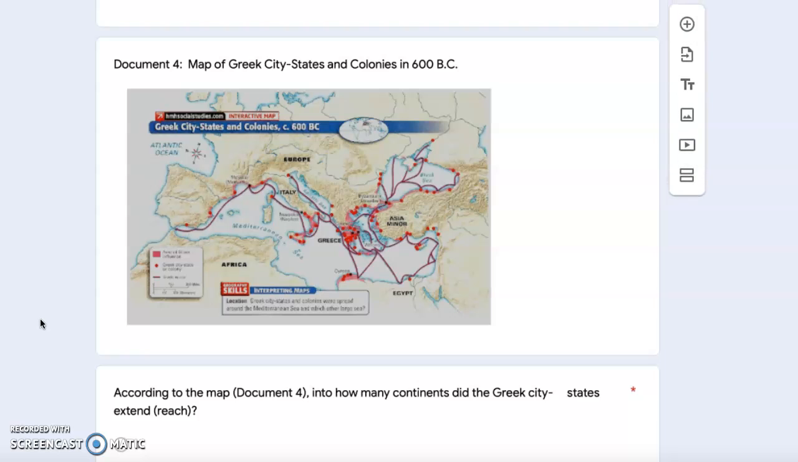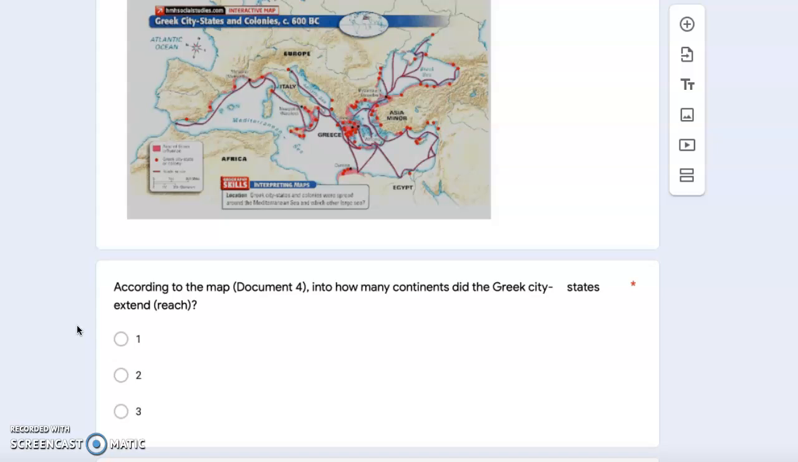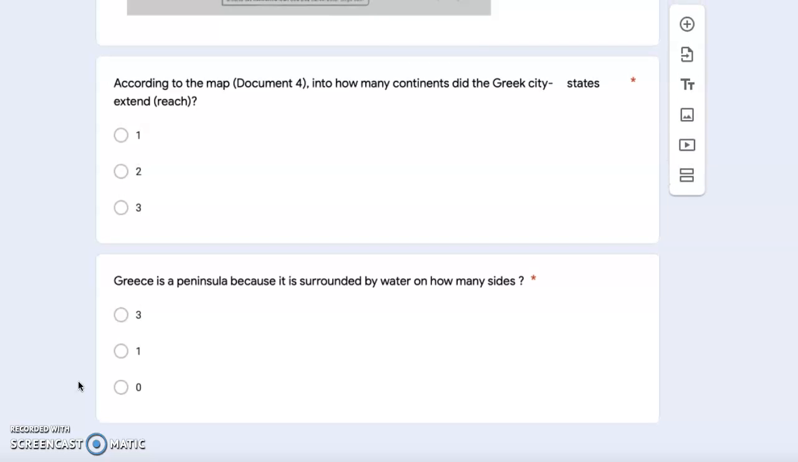Document 4. Map of Greek city-states and colonies in 600 BC. So you're going to look at this map to help answer the next 2 questions. According to the map, document 4, into how many continents did the Greek city-states extend or reach? 1, 2, or 3? Greece is a peninsula because it is surrounded by water on how many sides? 3, 1, or 0?